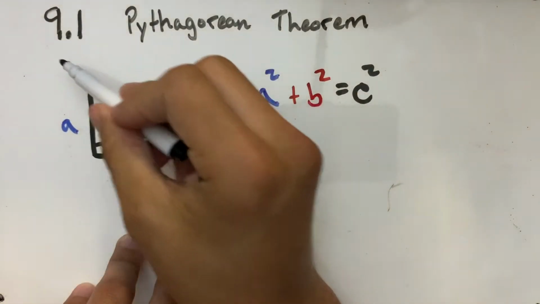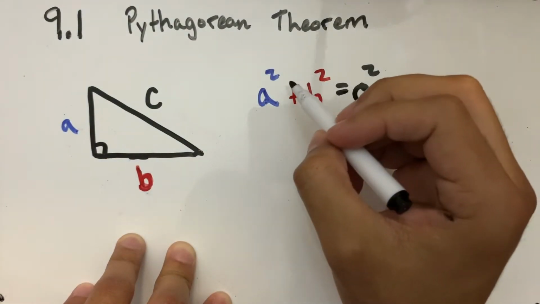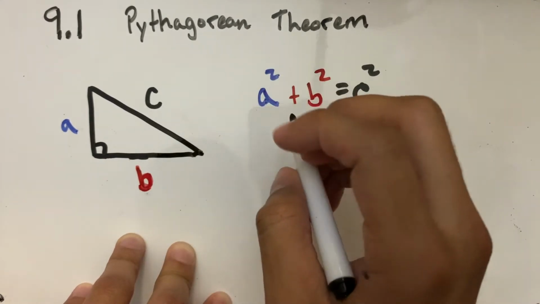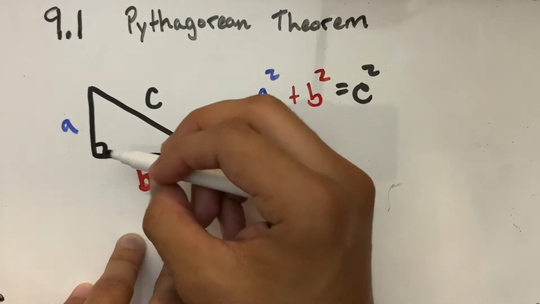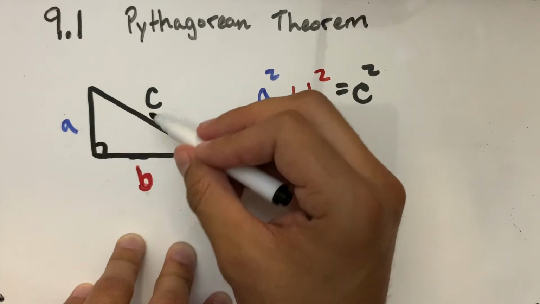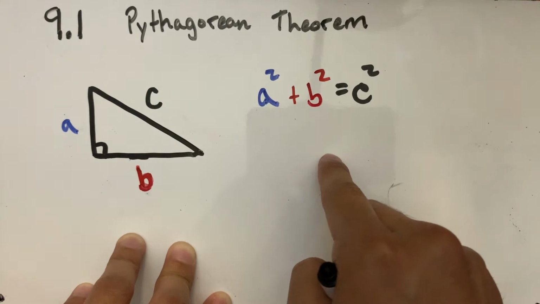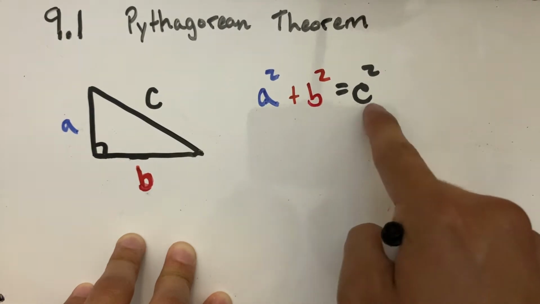All right, guys, so this is 9.1 Pythagorean theorem, and this only works for right triangles. This is the famous one that we've all heard about before. If you have the values A, B, and C, you're always going to know it adds up to this: A squared plus B squared equals C squared.